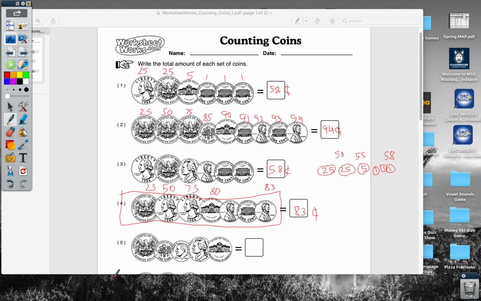All righty. Now on the next page, you're going to have a little quiz on money. You're going to have pictures of the coins just like you see here. On your piece of paper, hopefully you're going to go ahead and record like this, and you can get that quiz completed.